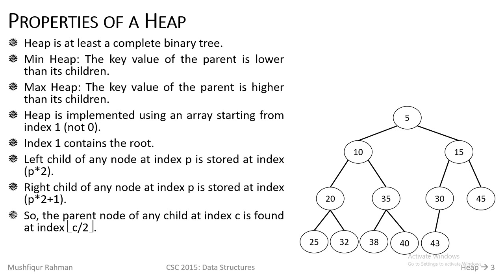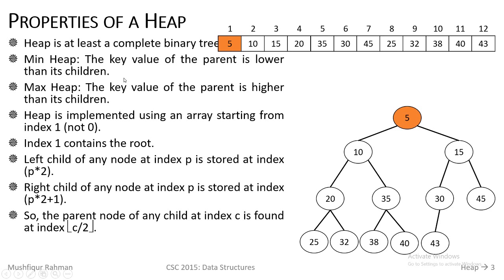Properties of a heap. What is a heap? A heap is a complete binary tree. If you have seen a complete binary tree in data structures, it is called a heap. There are the min heap and the max heap. In a min heap, the key value of the parent is lower than its children, and in a max heap, the key value of the parent is higher than its children.